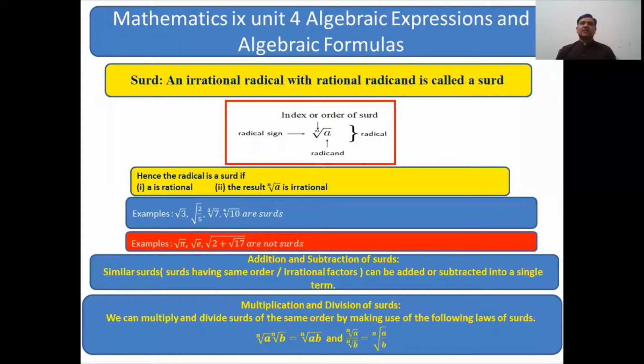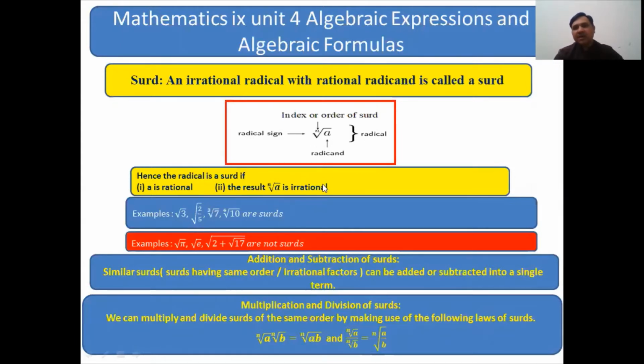Let us consider the nth root of A. Here, this is the radical sign. A is the radicand, and this n is the order or index of the surd. This radical is said to be a surd if the radicand A is rational, and secondly, the whole radical is irrational.